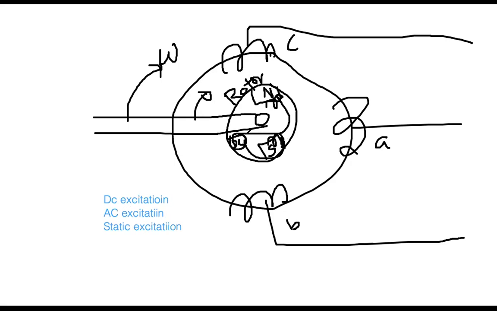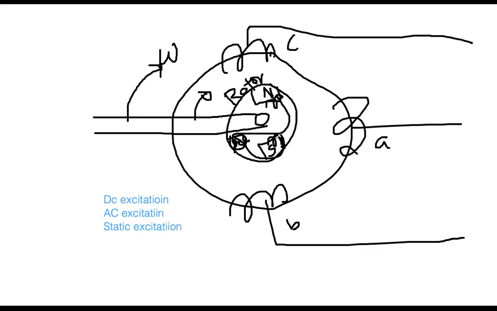AC excitation means instead of a DC generator, you have a small size AC generator here. And because you have to provide DC on the coils, you can easily guess, definitely there is a rectifier with this small AC generator. So when this shaft is moving, the whole arrangement is moving. This magnetic field is moving, and that small AC generator is also moving together with the rectifier. That is called AC excitation.